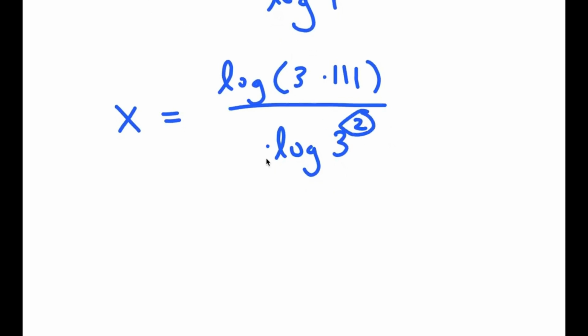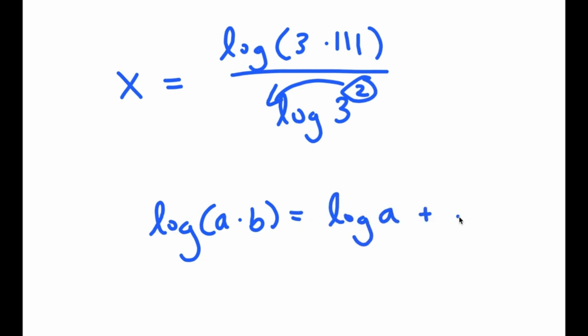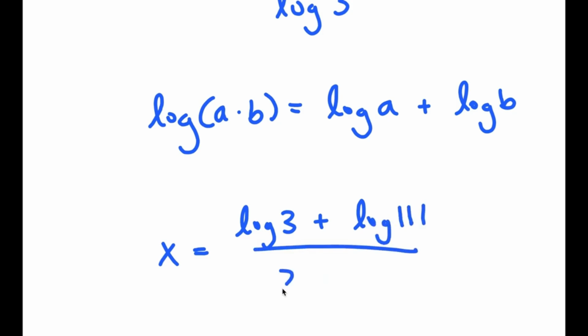Now, we know that if I have something in the form log a to the power of b, I can move b to the front. Another property of logarithms is that if I have something in the form log a times b, this is equal to log a plus log b. So I get x is equal to log 3 plus log 111 over 2 times log 3.